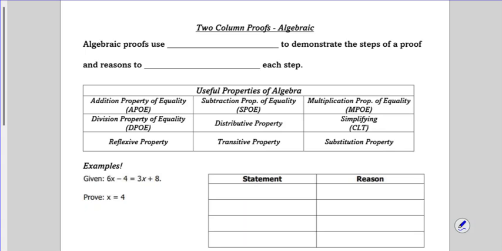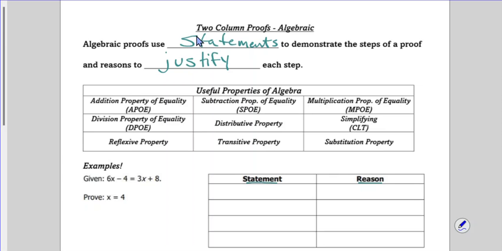So algebraic proofs use statements to demonstrate the steps of a proof and reasons to justify each step. So we're going to have two columns here: statements, reasons. The statements show the steps, the reasons justify the steps.